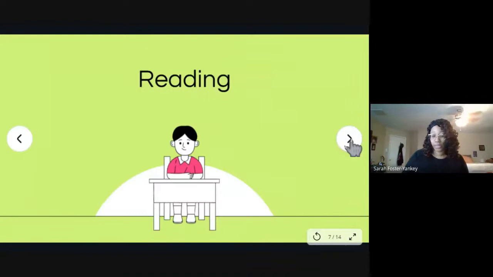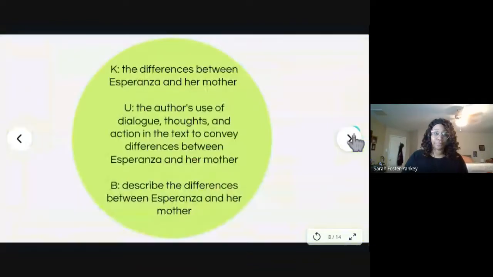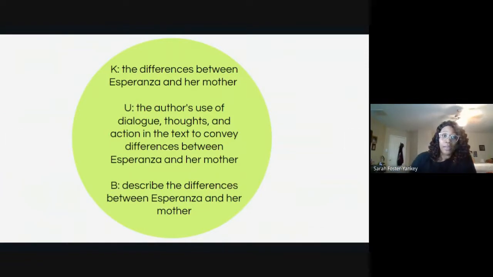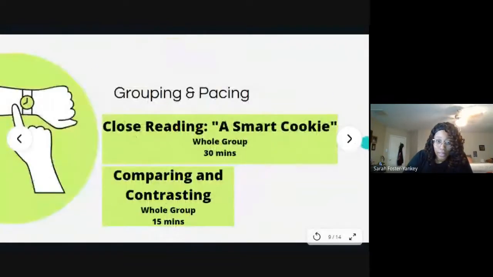All right. Let's look at the reading. So our goal is that students are going to know the differences between Esperanza and her mother. They're going to understand the author's use of dialogue, thoughts, and action in the text to convey differences between Esperanza and her mother, and they'll be able to describe the differences between Esperanza and her mother. So the real purpose of this component of the lesson is to continue to look at Esperanza.